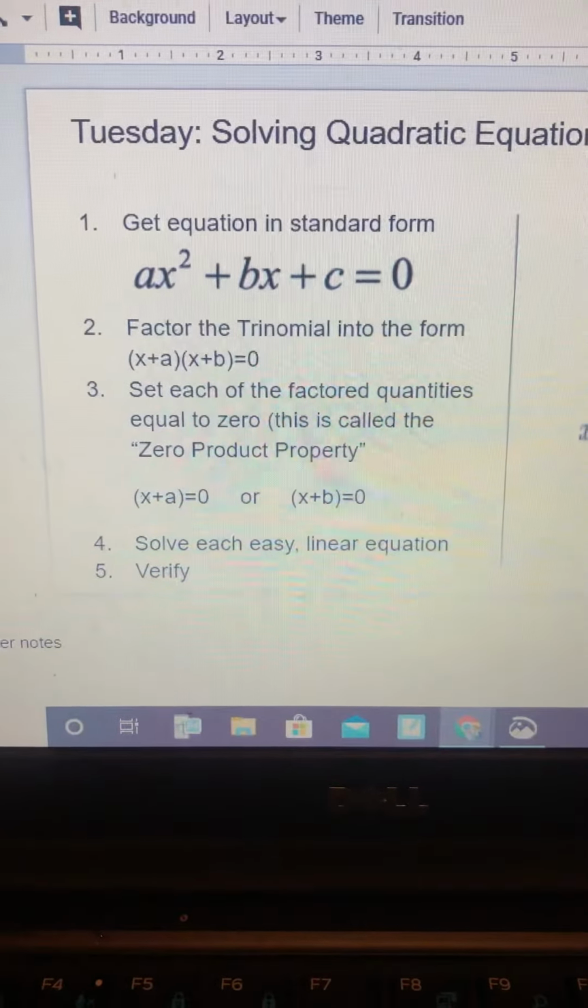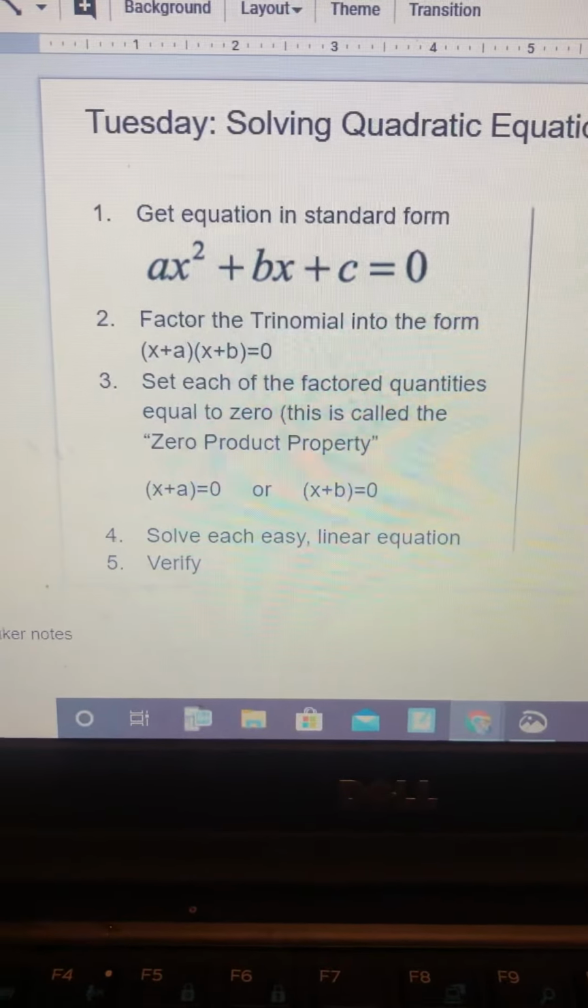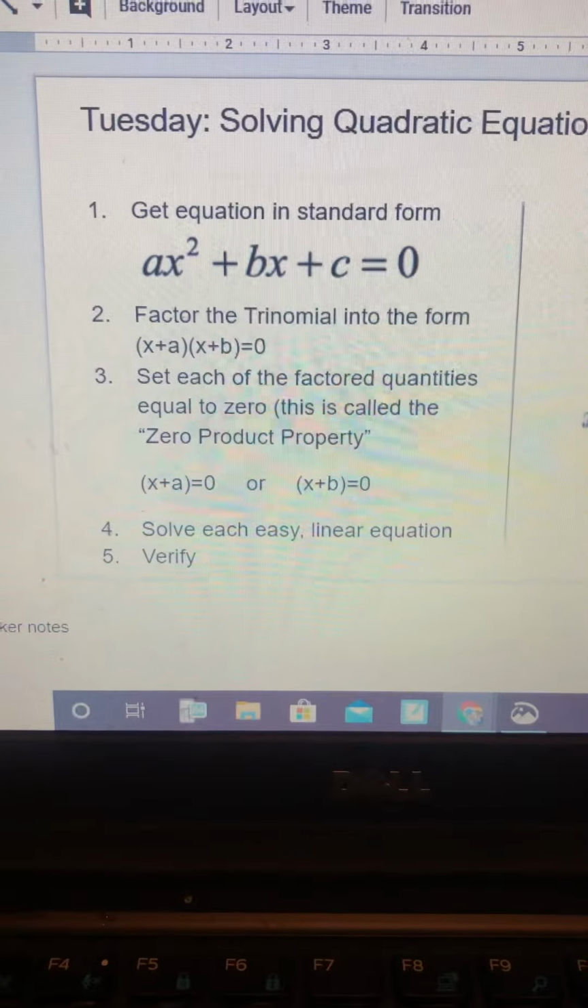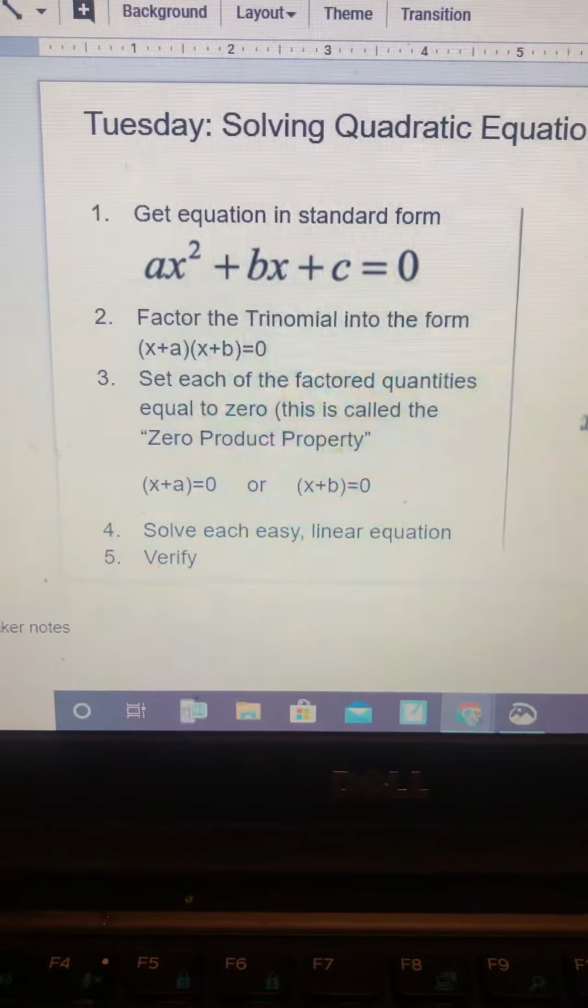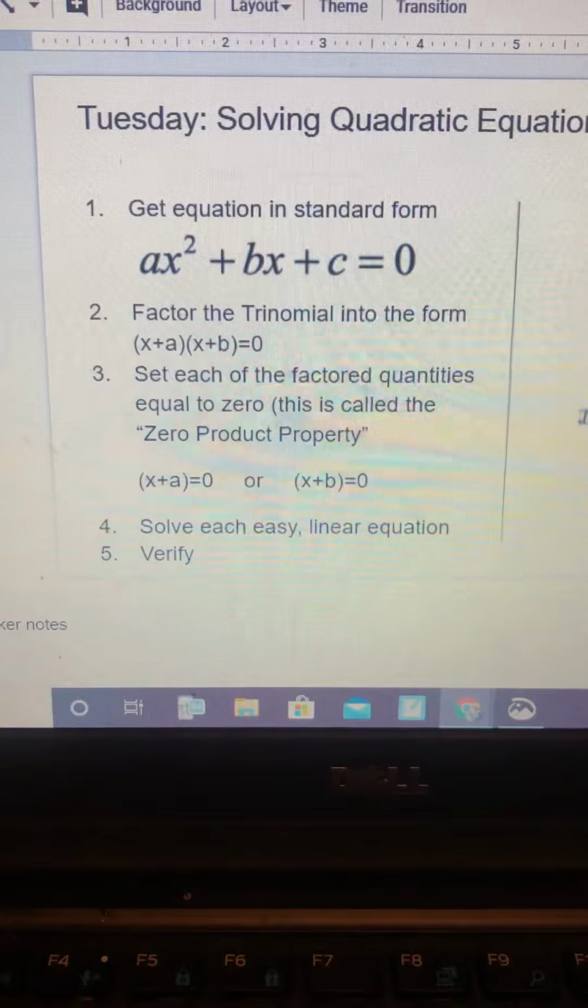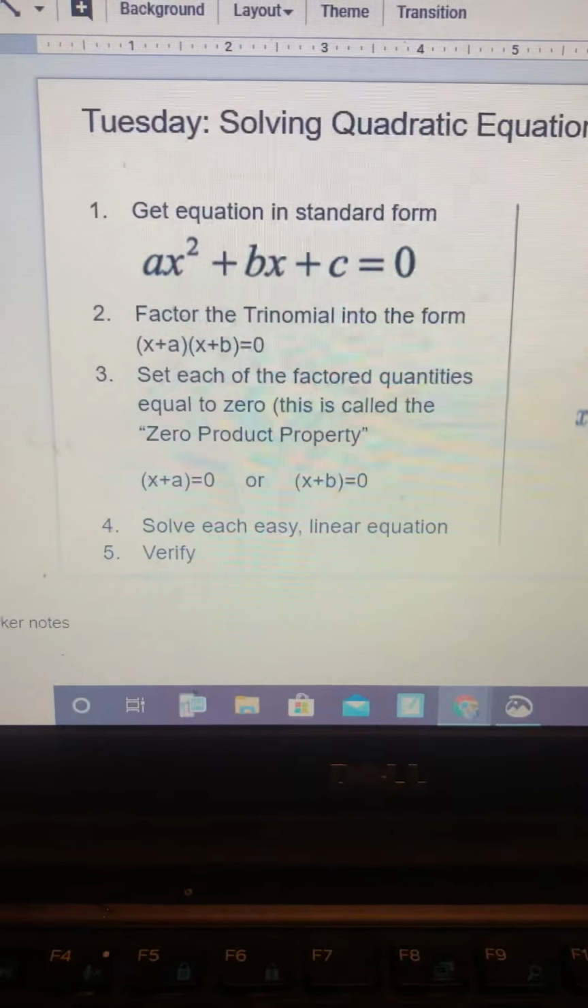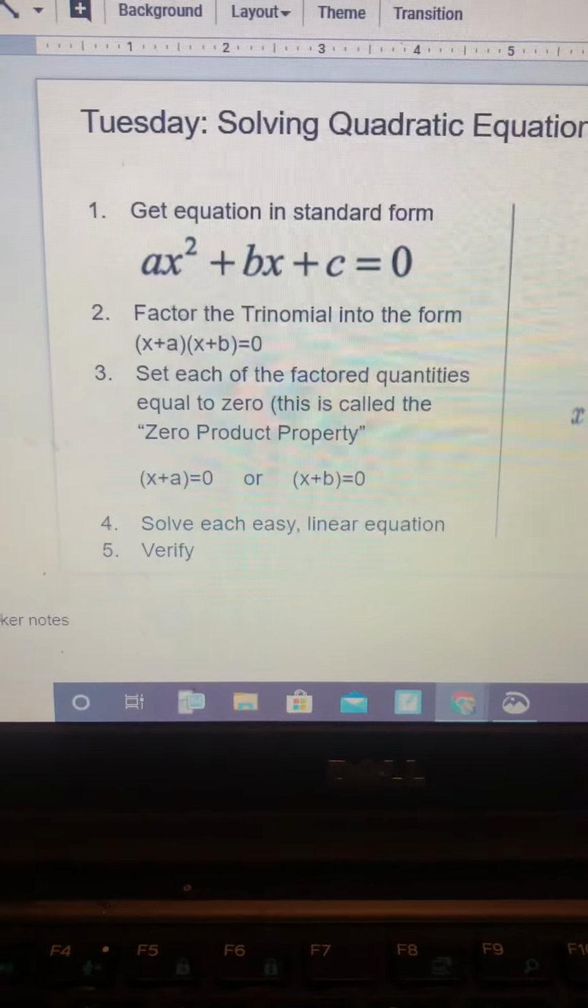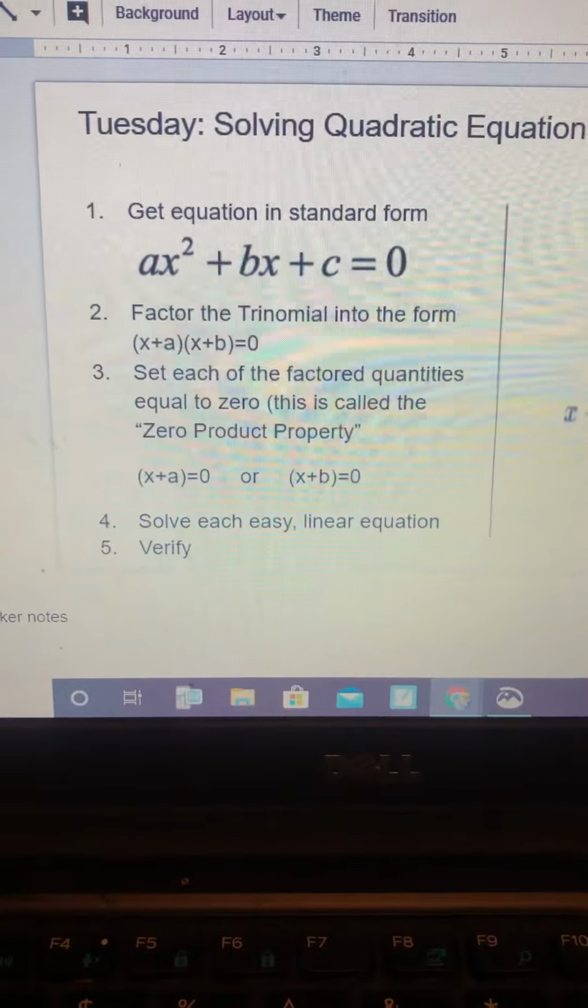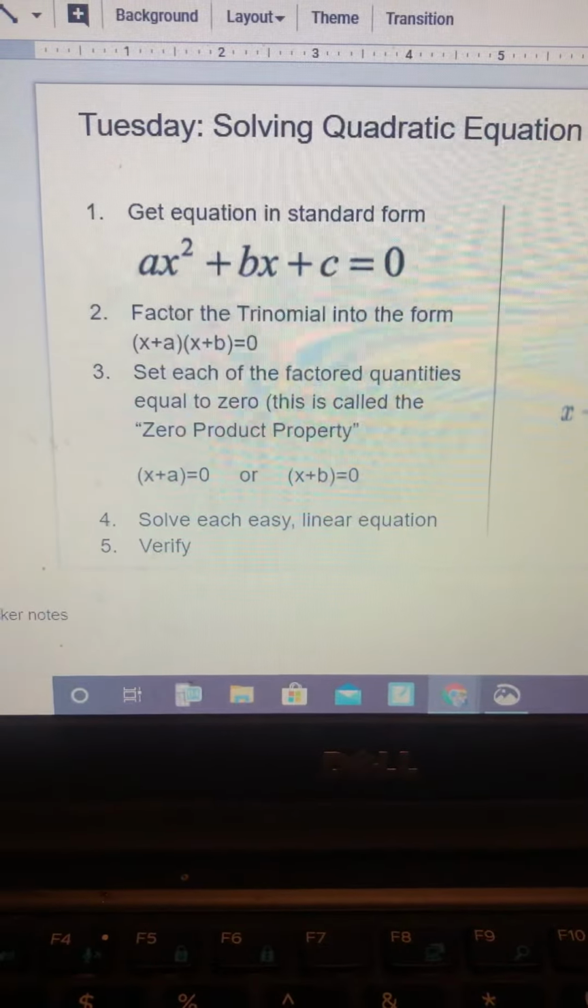The purpose of this lesson is to teach you how to solve an equation by factoring when the a value is 1. The steps are to first make sure the equation is in standard form. That is ax squared plus bx plus c equals 0. If it's not in that format, please put it in that format.